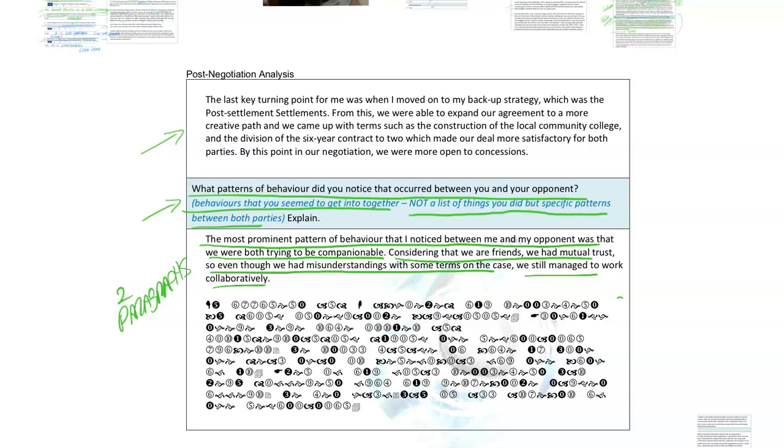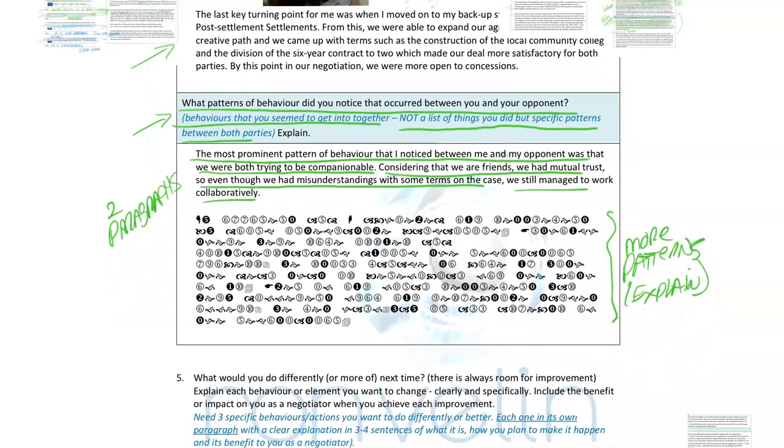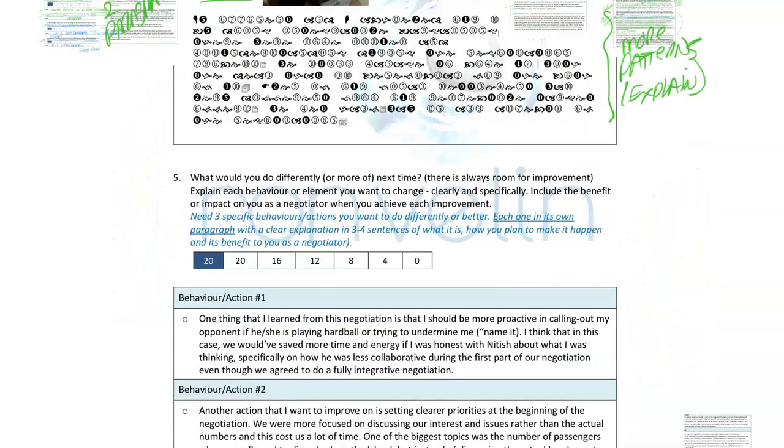Then we have another paragraph that's been symboled out, but this provides more patterns. And you want to make sure you explain them. Don't just shotgun them. Explain each one. And as we shift down a bit, we see the last question. And this is very important. This is where you see yourself improving, where you want to focus your energy for your next negotiation.